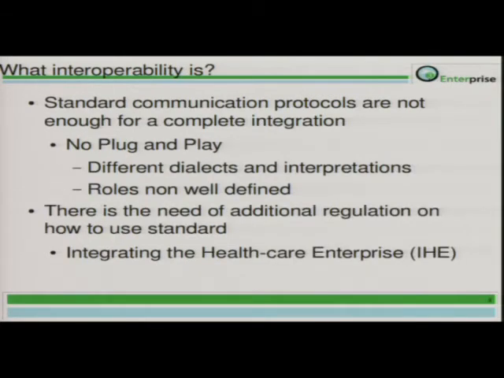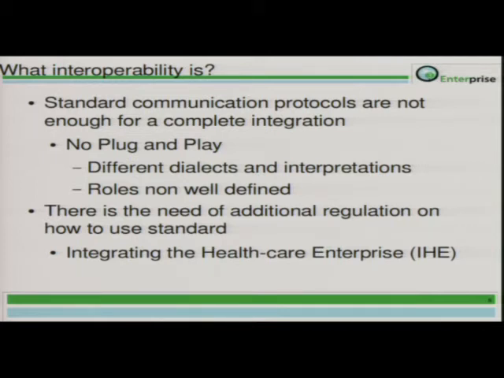Just for explaining better another point of the 4 I showed you before: what is interoperability? That is very important to understand. Use standards for communication, so basically with the same language, you can exchange data between systems. But it's difficult to reach complete plug and play. So I have one system from one vendor, another system from another vendor, and I want to plug them in immediately to start working. It's very difficult because there are different interpretations of the standard.